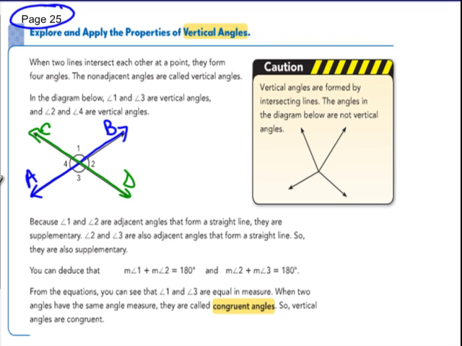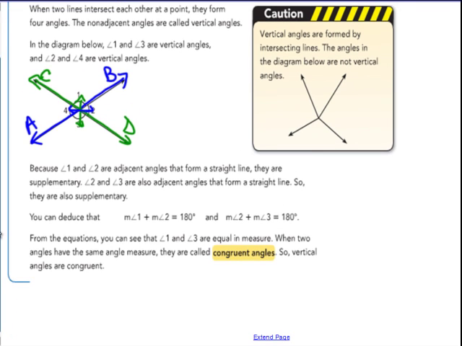So the non-adjacent pair are angle 1 and angle 3, and they are diagonally across from each other. And the vertical angles, angle 2 and angle 4, are vertically across from each other, or diagonally across from each other. They can be connected by like a straight line. So 1 and 3 are a pair of vertical angles, and 2 and 4 are a pair of vertical angles.